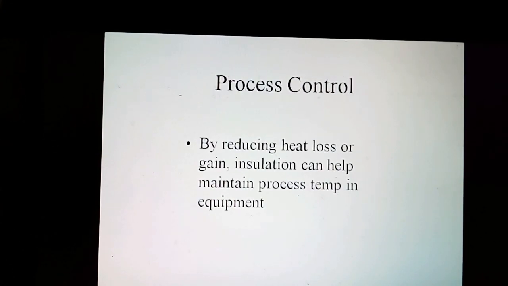Process control. By reducing heat loss or gain, insulation can help maintain process temperature to a predetermined value or within predetermined range. The insulation thickness must be sufficient to limit the heat transfer in a dynamic system or limit the temperature change with time in a static system. The need to provide time for owners to take remedial action in emergency situations in the event of loss of electrical power or heat sources is a major reason for insulation in static systems.